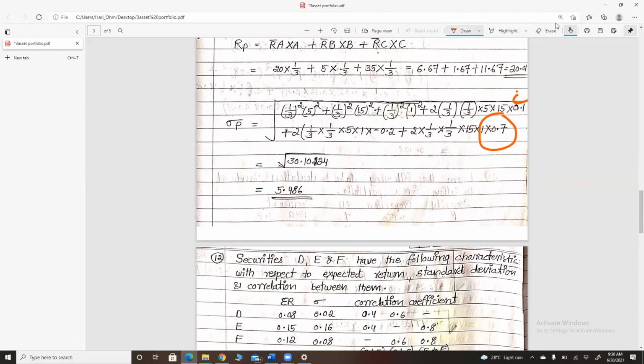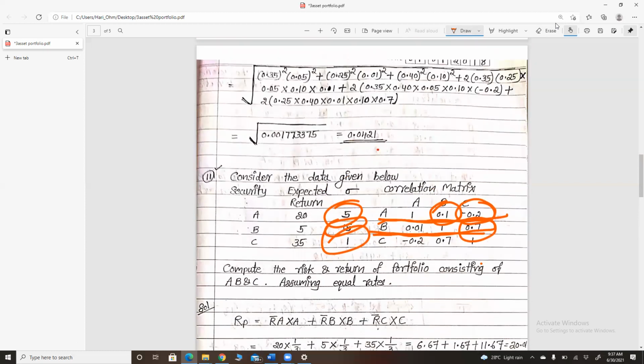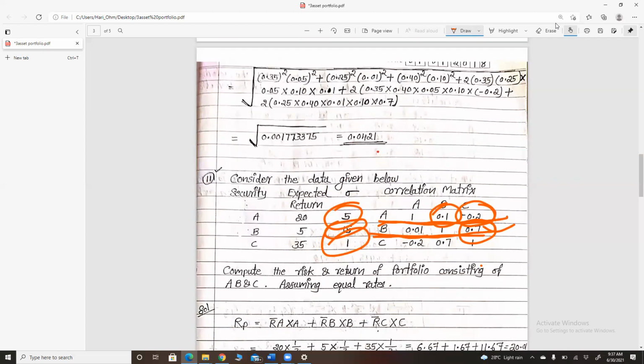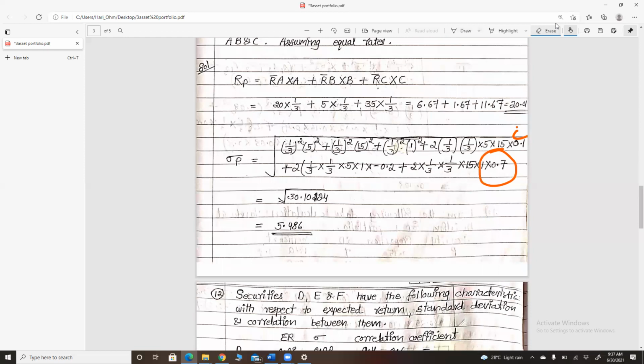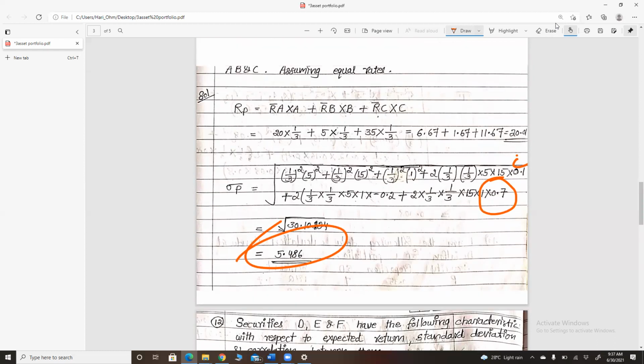See, R23, that is 0.7. Okay, clear? 0.7. Like that, you apply, then you get the answer 5.486. That is portfolio risk. This is easy compared to the last problem.